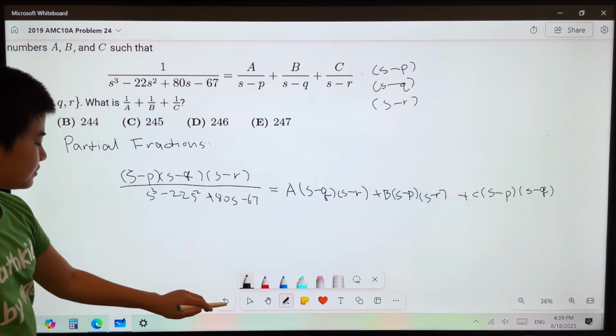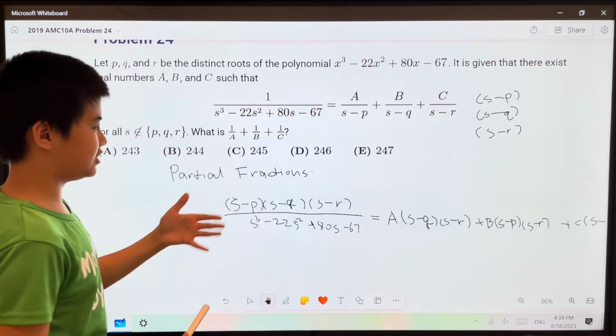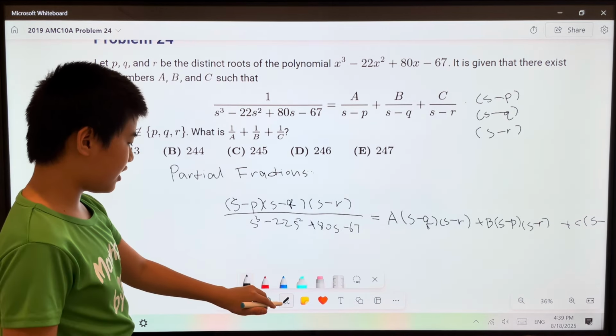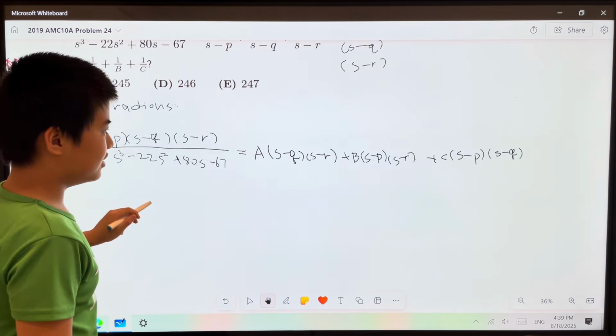Okay, step 1, write the question, check. Now essentially this was true for every s other than p, q, and r, but now that we multiplied by s minus p and so on, making these non-fractions, this constraint goes away. Now it's just for all s, because that constraint was only there because these can be 0. But now they can be 0, which is what we're going to abuse.